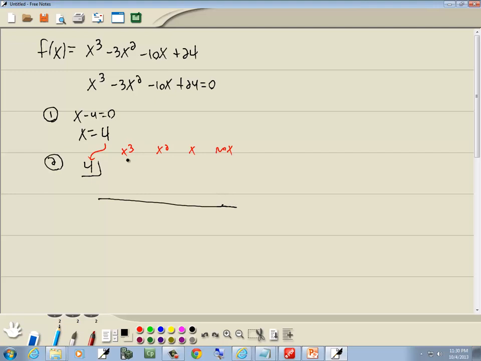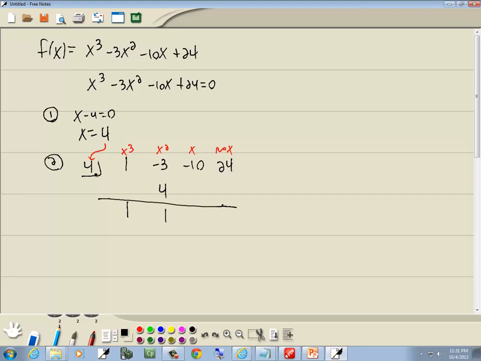Now, the number in front of our x to the third is the invisible 1. The number in front of our x squared is negative 3. The number in front of our x is negative 10. The no x, the constant term, is 24. Now, we go through a series of adding and multiplying over and over until we're done. 1 plus nothing is 1. Then you want to multiply. You multiply by the number in the box, the number you just put down there. 4 times 1 is 4. Then add. Negative 3 plus 4 is 1.